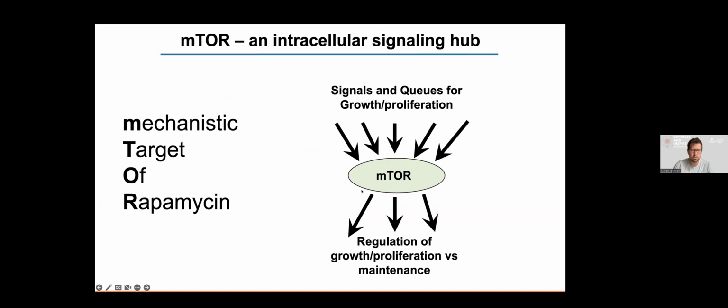Really what they're regulating is cues for an appropriate environment for growth and proliferation for individual cells, and regulating the processes that drive proliferation versus maintenance.